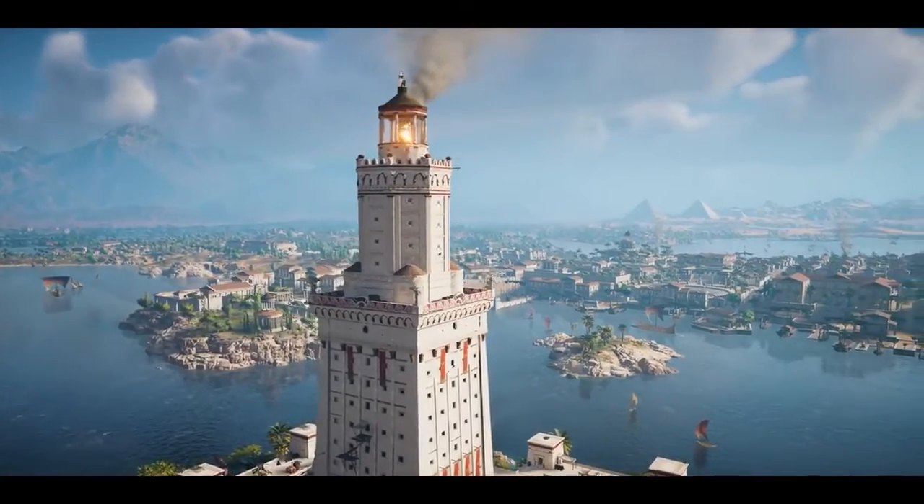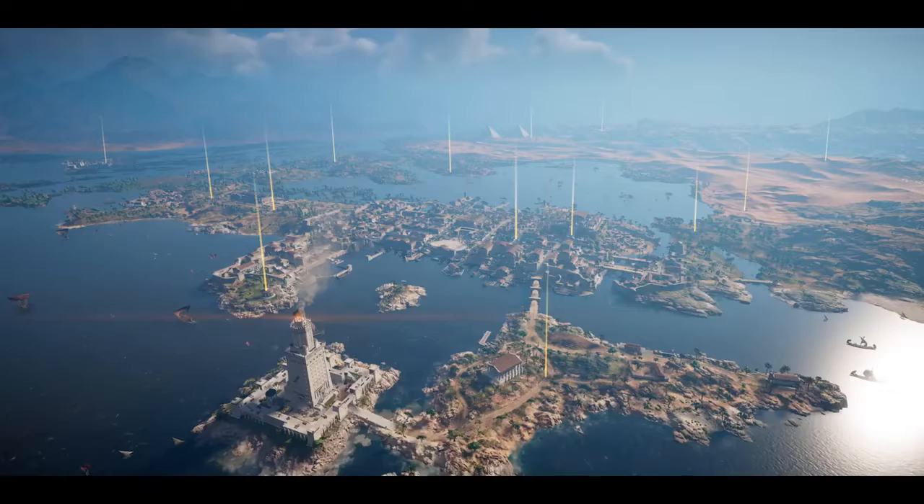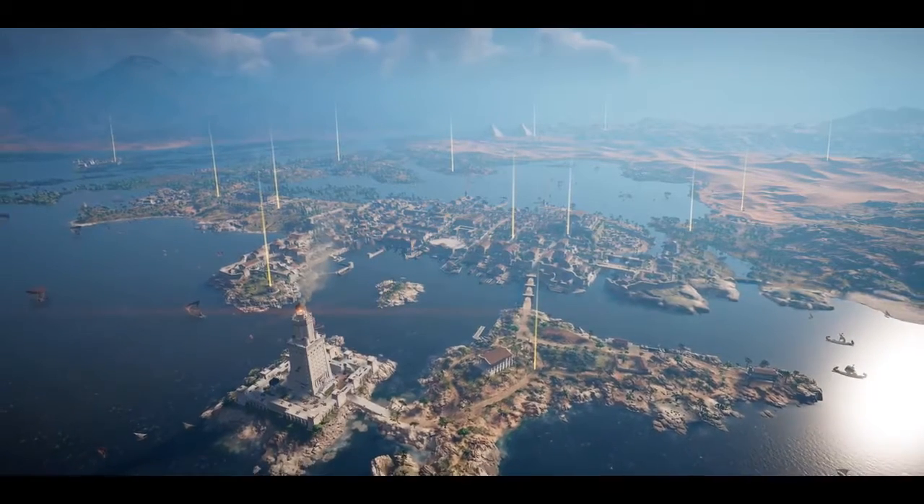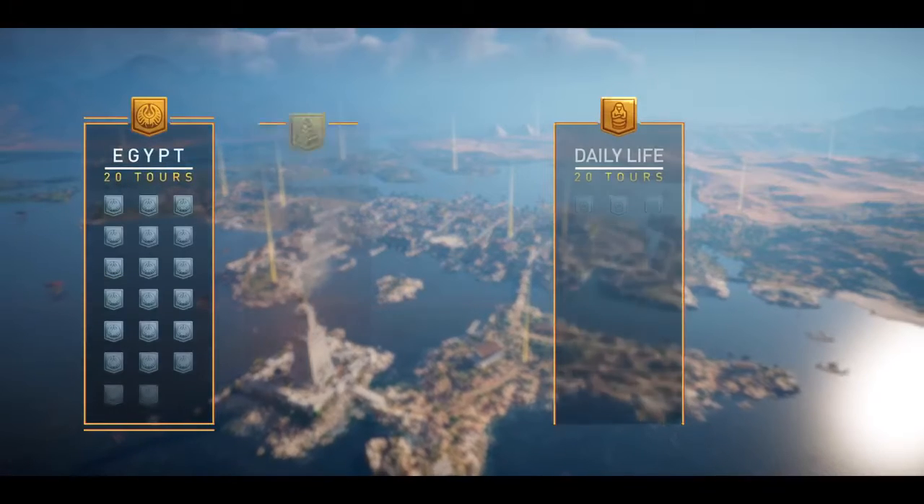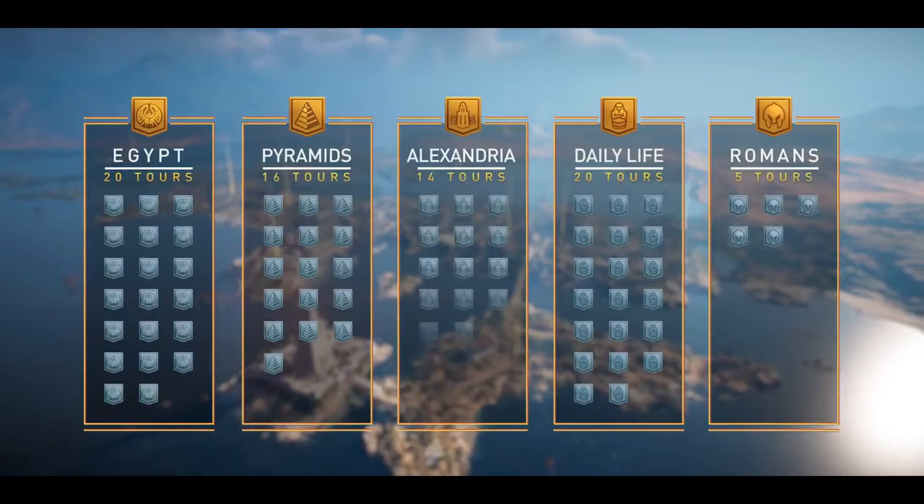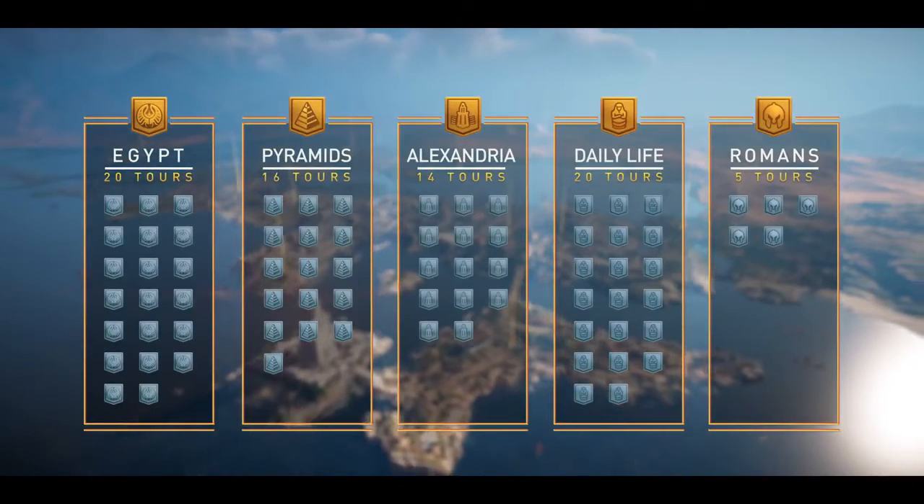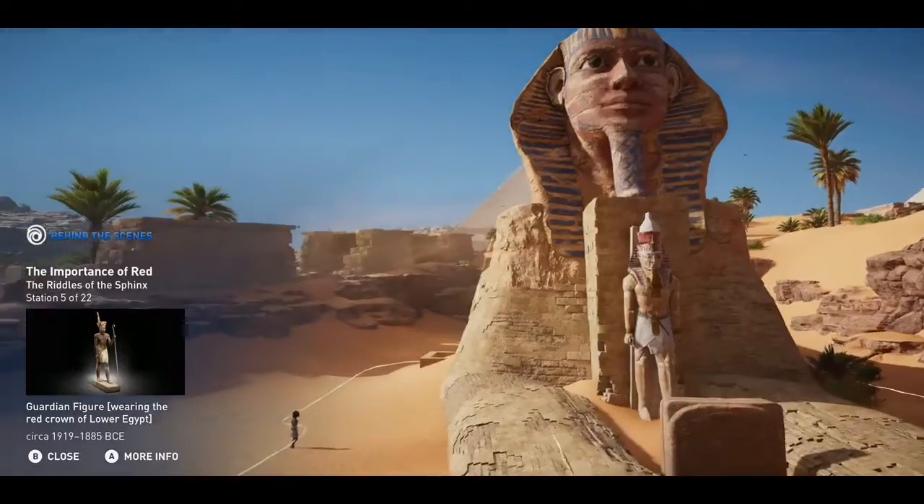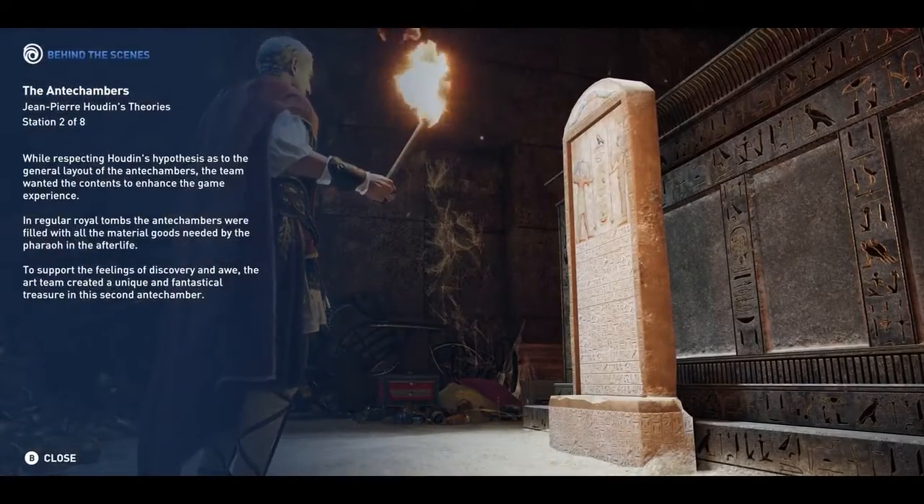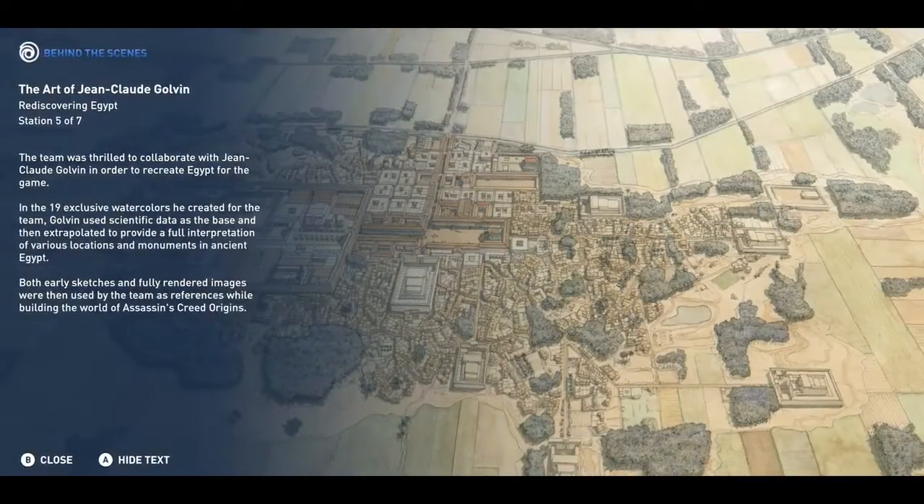So in addition to exploring the entire world, we decided to add more than 75 tours that are thematically framed. Most of the tours will be about the architecture, the people, the way of life. But we also have very specific stations that are clearly identified where we try to tell more about our development process so that people understand a bit better the development of video games.